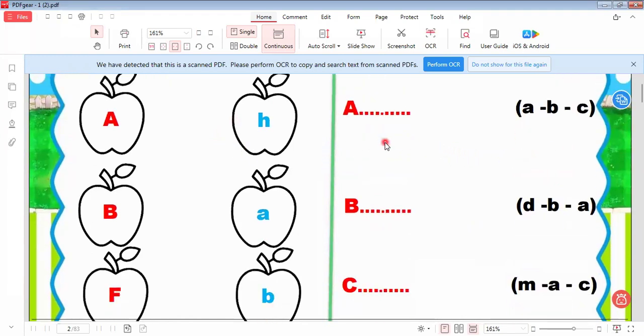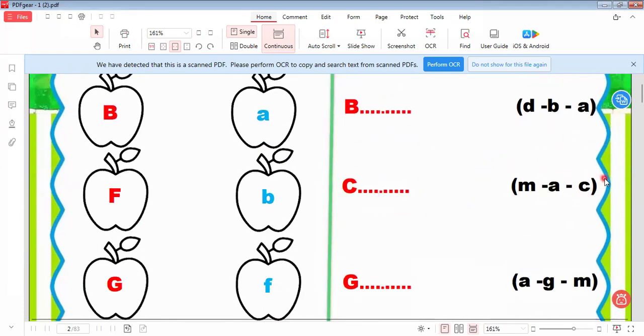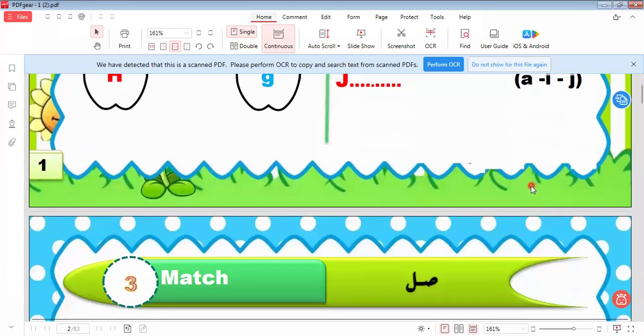So here we have multiple choice. Here is capital A, where is small a? This one. A capital by A small. B capital by B small. C capital by C small. G capital by G small. J capital by J small. Let's go to another one.